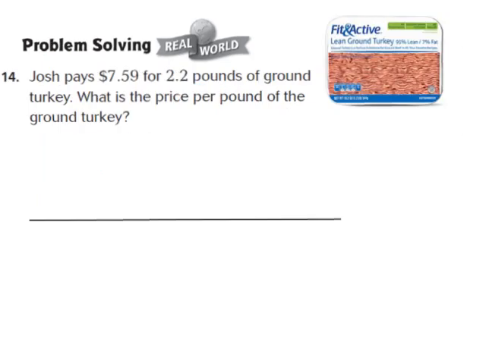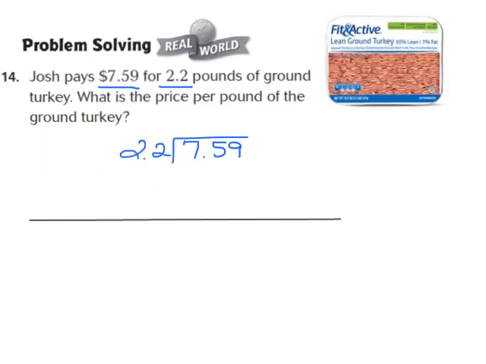Now, let's take a look at question number 14. It's another one of our real-world problem-solving questions, and it says, Josh pays $7.59 for 2 2/10 pounds of ground turkey. What is the price per pound of the ground turkey? So once again, what we know is this. We know that Josh pays $7.59 for 2 2/10 pounds of ground turkey. Now, if we want to find the price per pound, we're going to take our $7.59 and divide that by our 2 2/10 pounds of ground turkey.